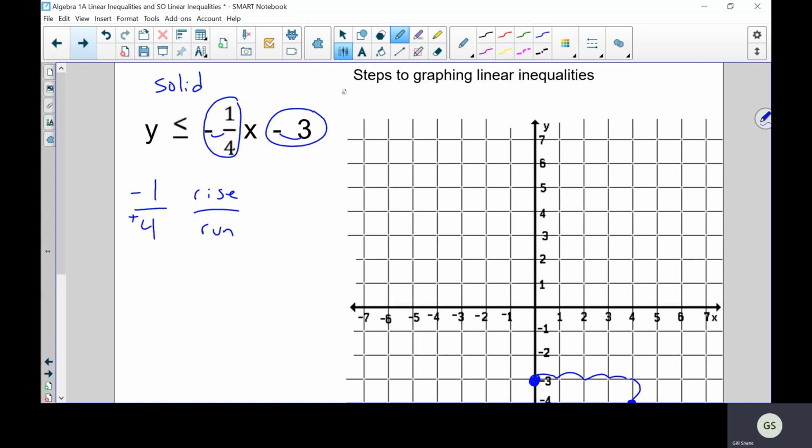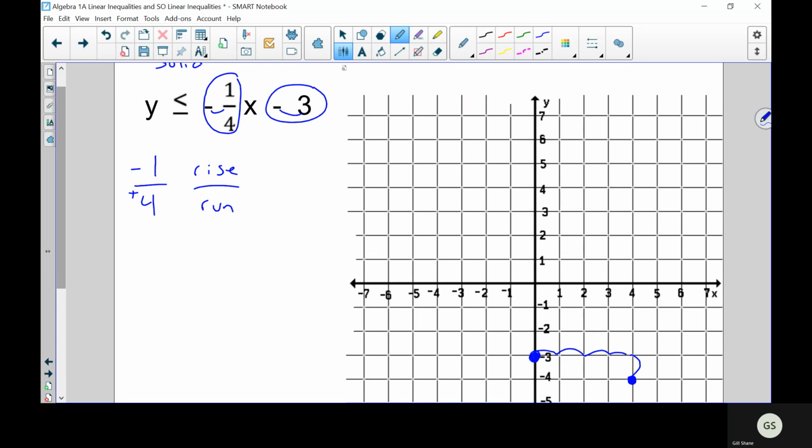All right, so now that I've checked it and I've said solid, I would draw a solid line through those 2 points. Remember, just check it at the beginning, look at the symbol and write solid or dash before you even worry about doing the 2 points.